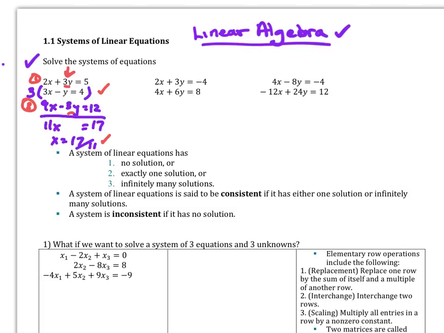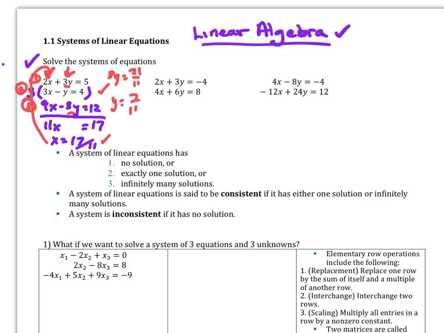Now, if we take this value and back substitute it into either 1, 2, or 3, any one of those equations, we can go ahead and find the y value. I'm going to plug it into here. And when I do that, I'm going to get 3y is equal to 21 over 11. I already kind of did this, and so I'm going to get y equals 7 over 11. And so that's my x and my y. So that's how you solve a system of two equations, two unknowns.